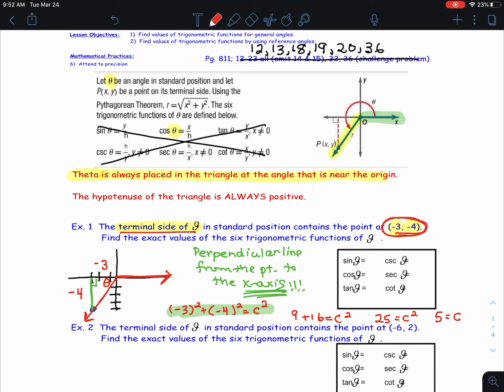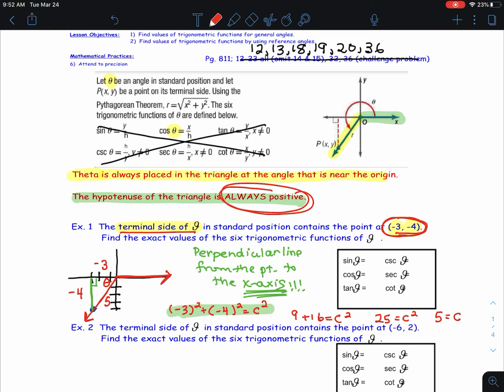So we would get the hypotenuse to be 5. Okay, now here's another very important note. When you add the hypotenuse to your triangle, the hypotenuse is always going to be a positive number. No matter where your triangle is positioned, no matter which quadrant it's in, always label the hypotenuse as being positive.